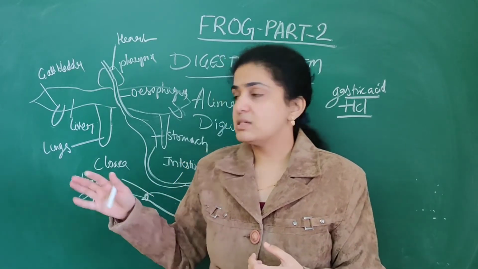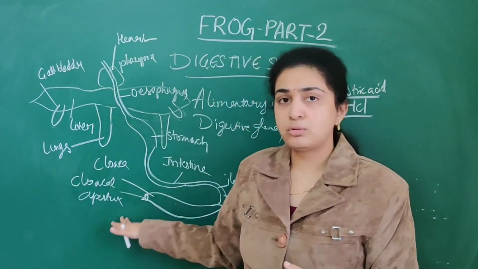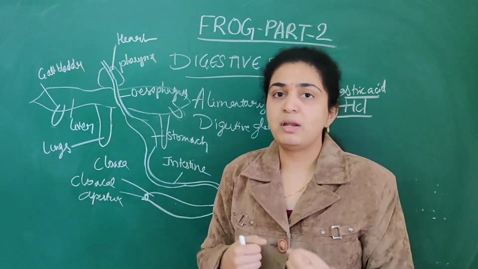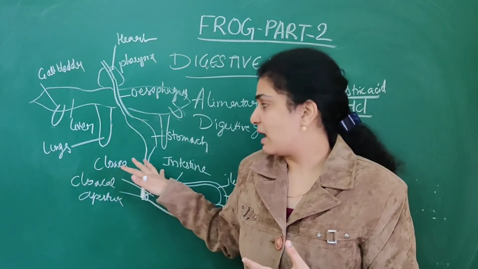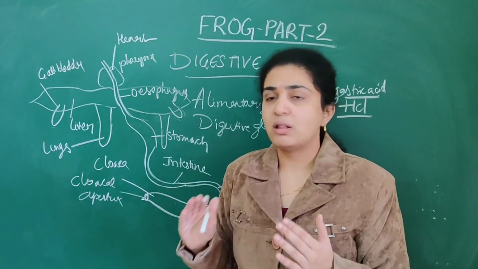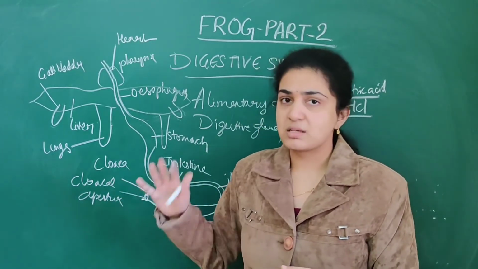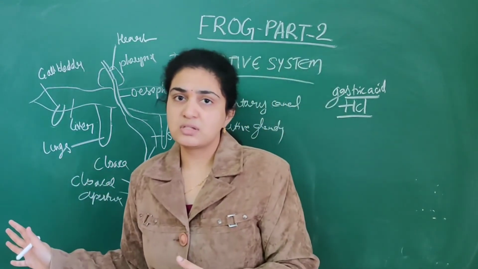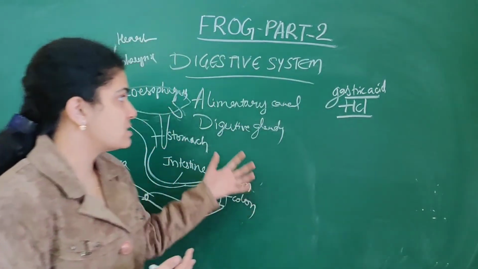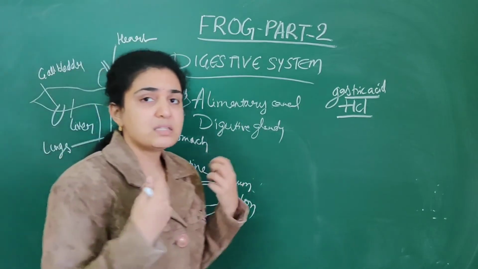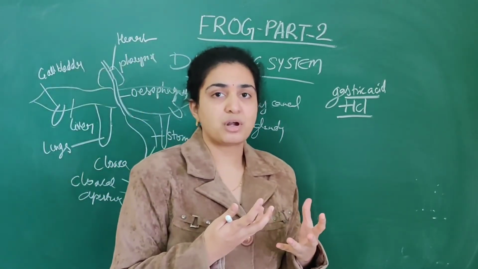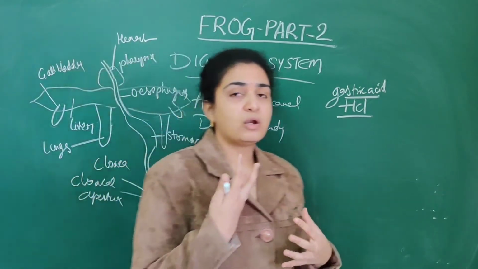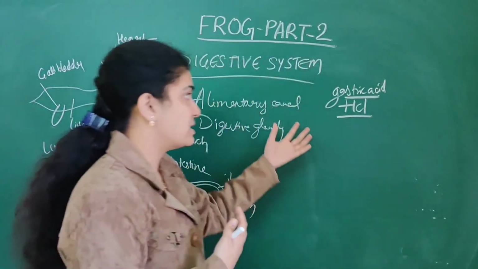All the undigested food will pass out through the cloacal aperture. The digested food is absorbed into the duodenum as well as the small intestine. All the undigested food passes out through this. So this is about the digestive system of the frog. What we have discussed is that the digestive system is a complex structure. It consists of the alimentary canal as well as digestive glands.